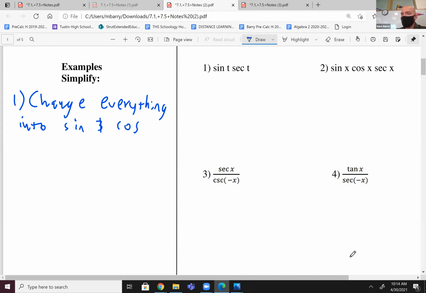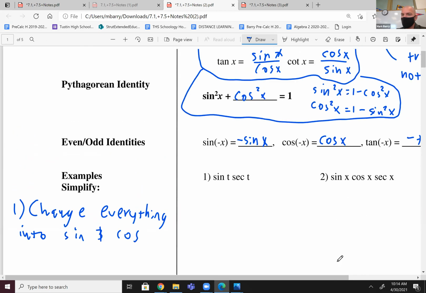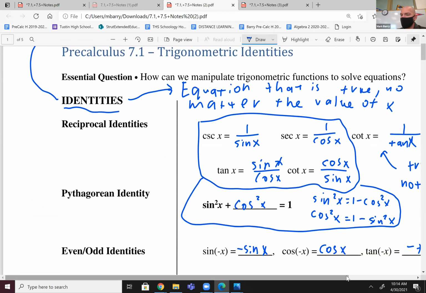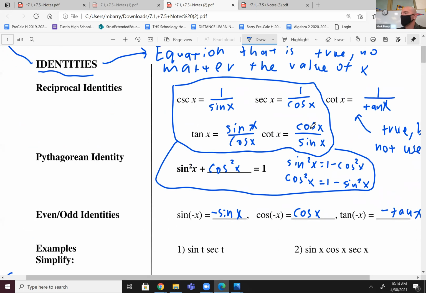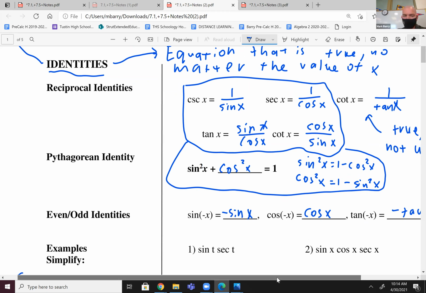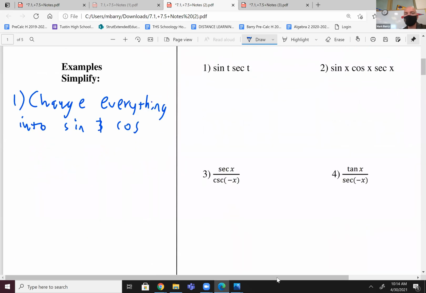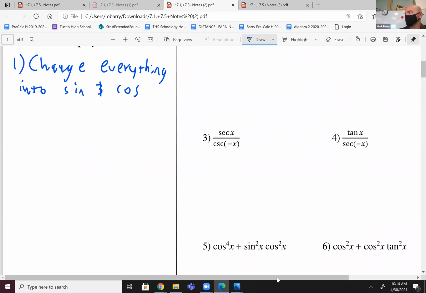Now, this actually takes me back to, remember when I told you like for cotangent, we want to use this one and not that one, right? Do you see how that matches up with what we're talking about now, changing everything into sine and cosine? So if I have cotangent, I'd want to turn it into that one because that's turning everything into sine and cosine, whereas this one is not turning it into sine and cosine, all right? So that's the first thing, change everything into sine and cosine.